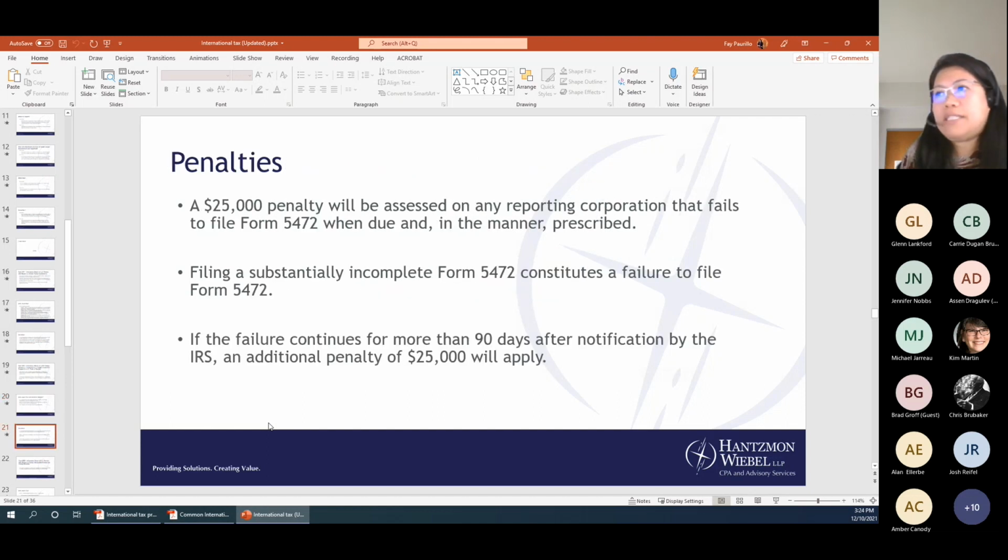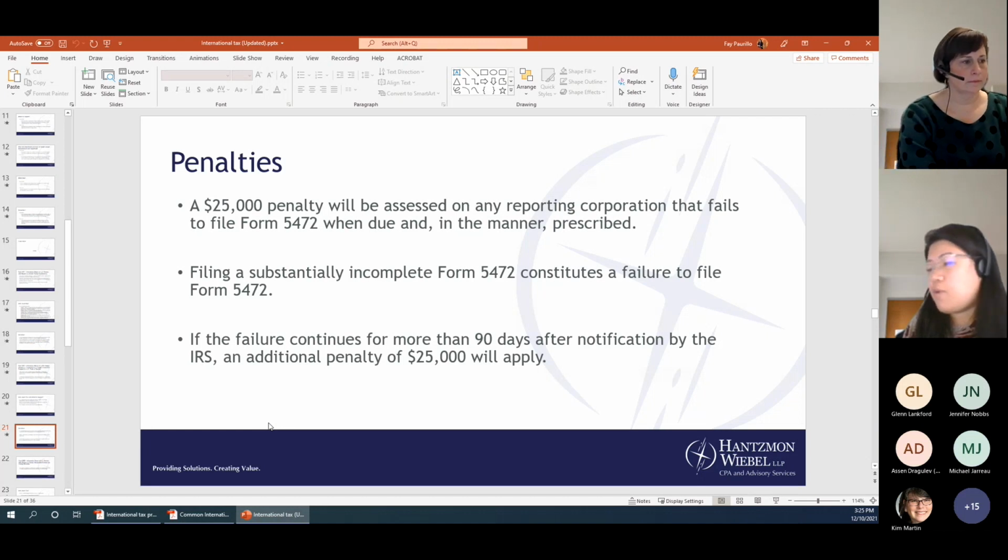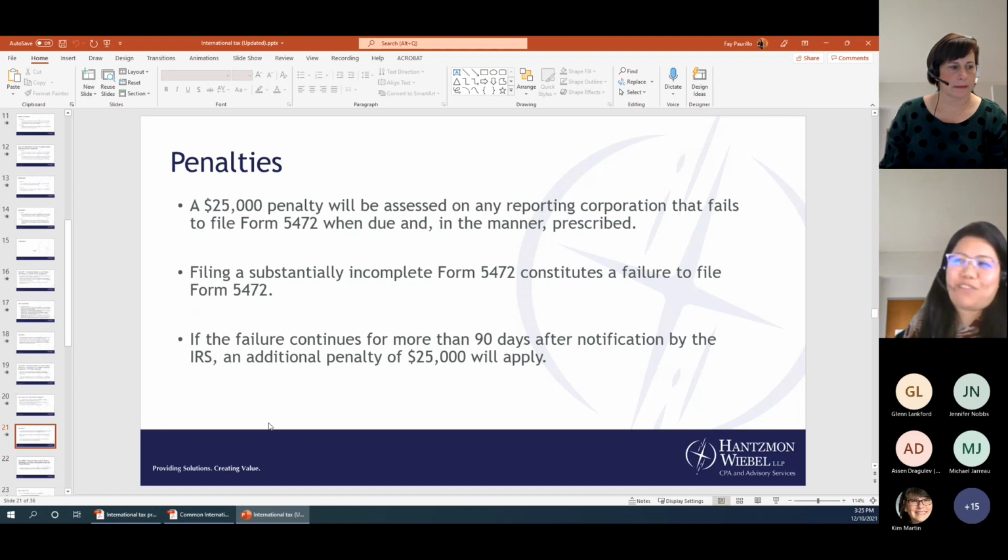Penalties are also pretty steep. We have a $25,000 penalty that will be assessed on any reporting corporation that fails to file this form when it is due. And if you're filing a substantially incomplete Form 5472, that also constitutes a failure to file the form. And if the failure continues for more than 90 days after notification, you will get an additional $25,000 penalty. So let's go and file these forms.